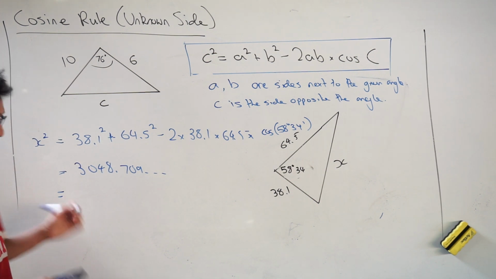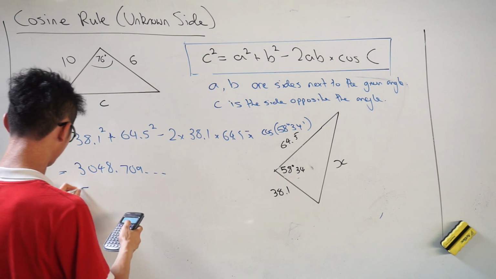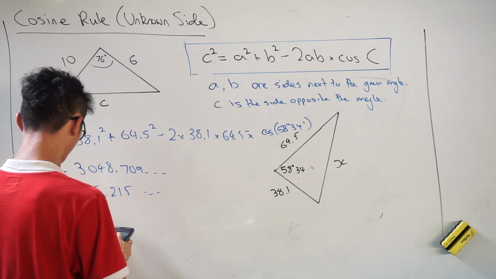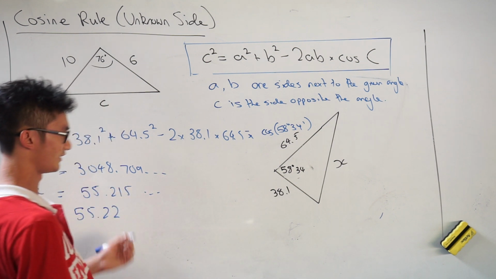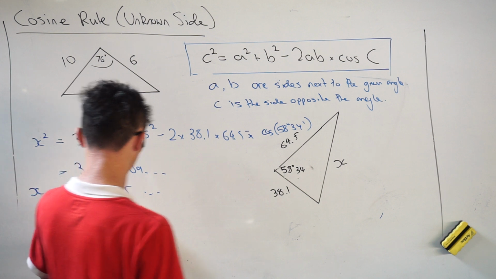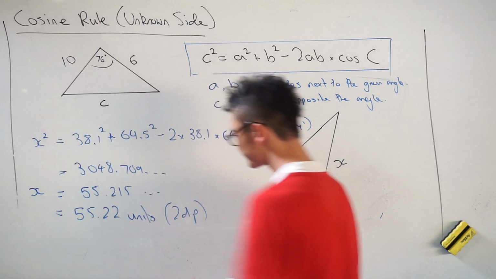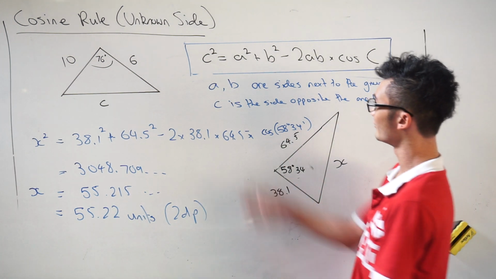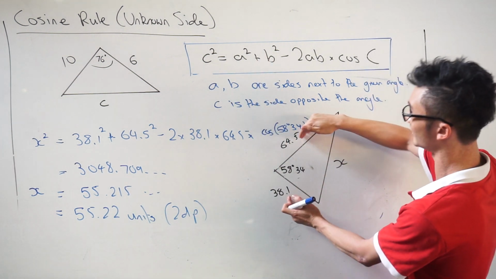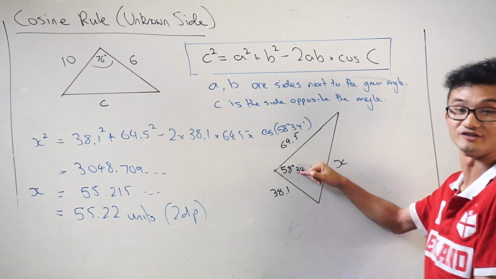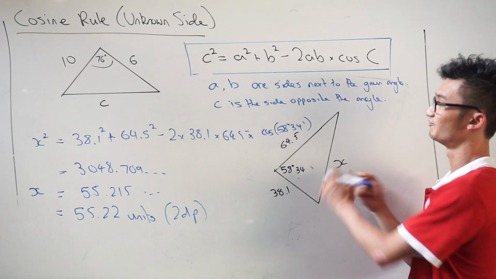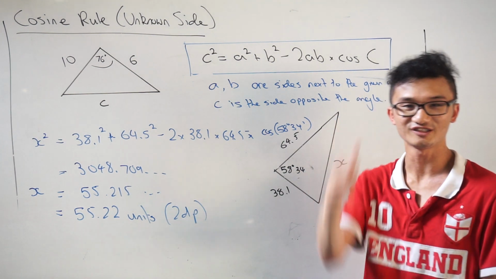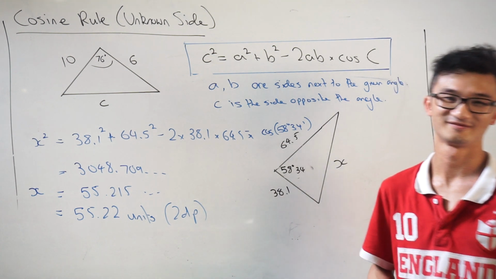And remember, I need to take the square root, so that's going to be 55.215, or just 55.22. Yeah, no units, so just write some units in there, to 2 decimal places. So really the most important thing to note when you're using the cosine rule is to be aware of what a and b are. Those are the side lengths which are adjacent, or next to, the angle you're given, and c, or whatever variable you've been given, has to be opposite that angle. And that's the cosine rule for an unknown side.